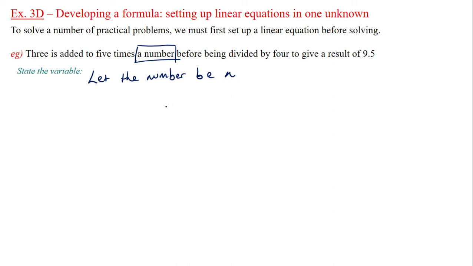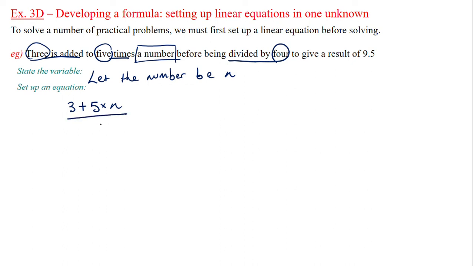I do it at the beginning, so now when I'm finished, I don't need to rewrite what that number represents in words. I'm then going to set up an equation. 3 is added, looks like this, okay? And if you like to highlight and underline the thing that we're doing with it, go for it. So 3 is added to 5 times a number, and our number is n, before being divided by 4.